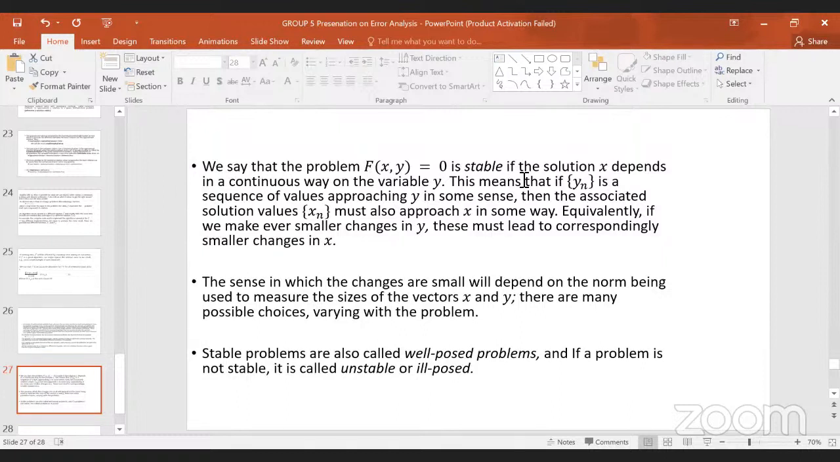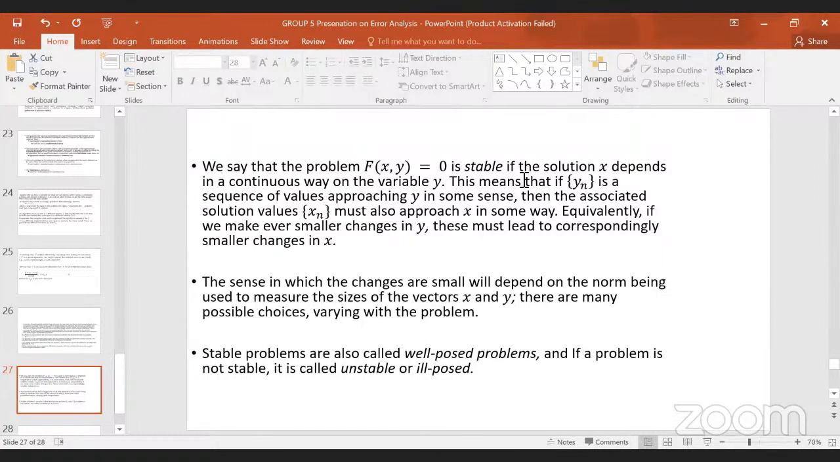We're saying that if the solution x depends continuously on y, then as y_n, which happens to be a sequence of values, approaches y, the x_n also must be approaching x in some way. And equivalently, if we make even smaller changes in y, this must lead to correspondingly smaller changes in x.